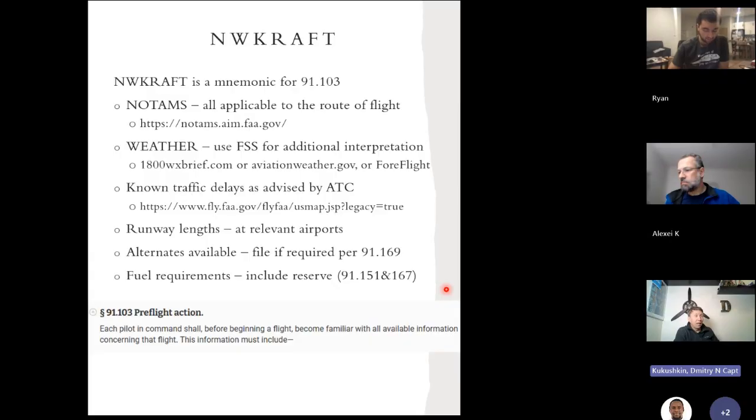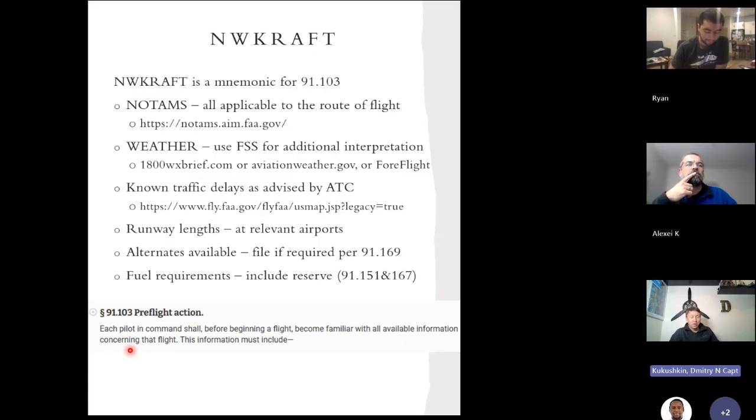The mnemonic, if you don't have it memorized yet, is NW CRAFT. That is an easy way, and especially for us here, Northwest craft, right? 91.103, and that's the title down below. Before beginning a flight, you have to become familiar with all available information concerning this flight. This is one of the pretty key and important paragraphs in Part 91 that you more than likely will be asked on the check ride. So I recommend just remembering that 103 number.